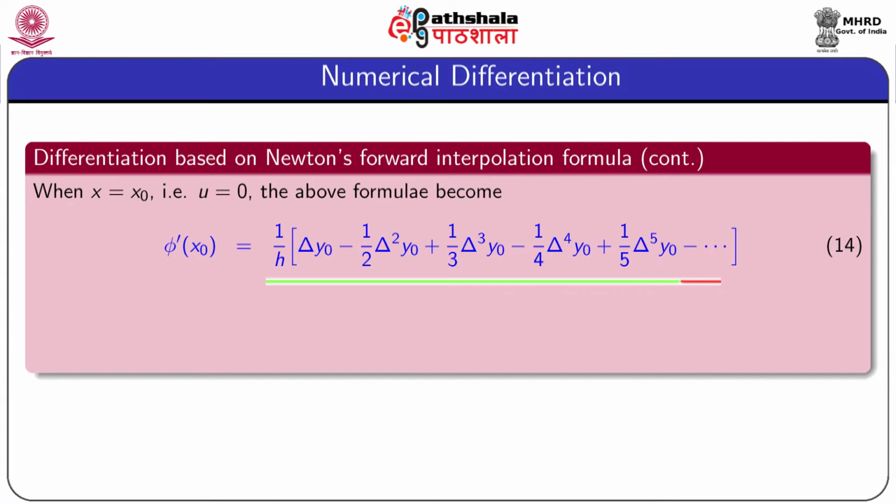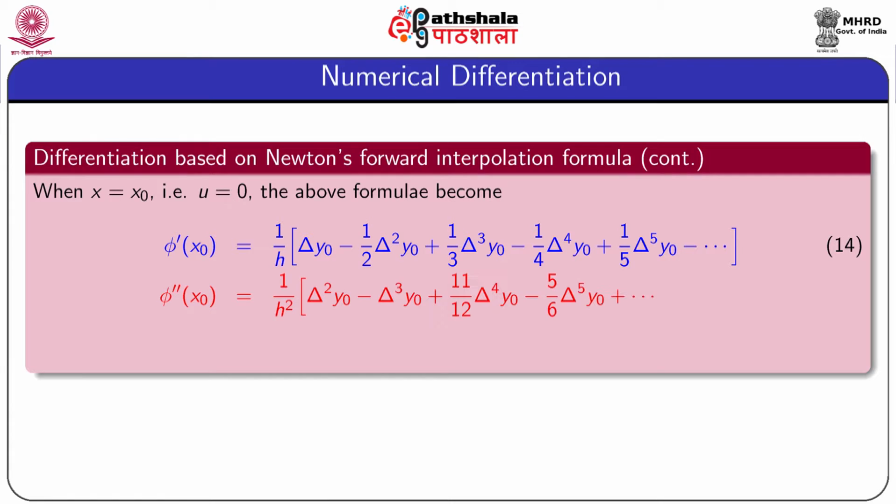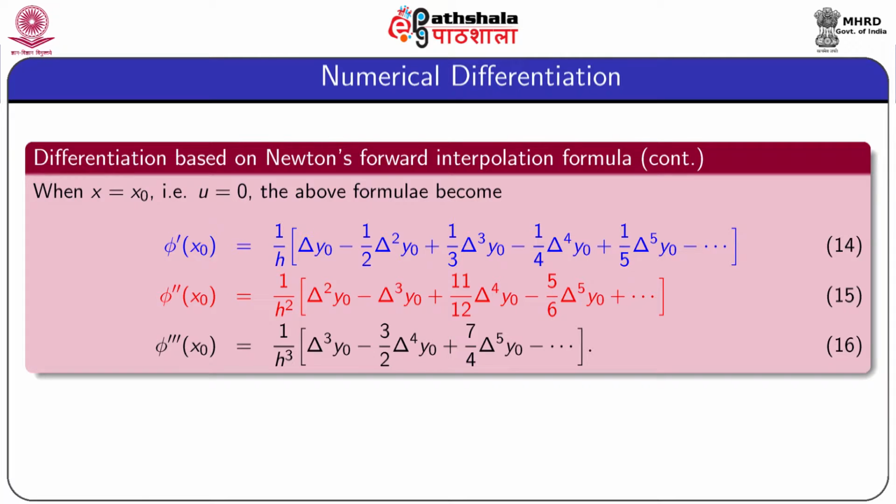Note that the coefficients of this expression are 1, minus half, 1/3, minus 1 by 4, 1 by 5th and so on. Similarly, the second derivative of phi at x0 equal to 1 by h square [delta 2 y0 minus delta 3 y0] and so on. And the third derivative of phi at x0 is equal to 1 by h cube [delta 3 y0 minus 3 by 2 delta 4 y0] and so on.